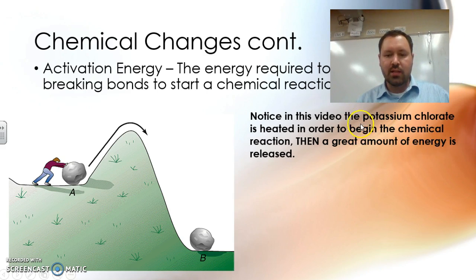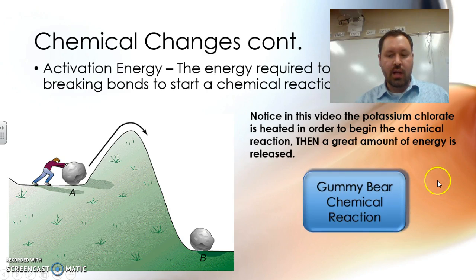Notice in this video, potassium chlorate is heated in order to begin the chemical reaction, then a great amount of energy is released. In this video, there's actually a gummy bear, and the gummy bear is put in the potassium chlorate. If you just stick the gummy bear in the potassium chlorate, not a whole lot happens. You actually have to heat up the potassium chlorate a lot. So you have to add some energy, and then you get a lot of energy in return. Most of that energy is the chemical energy that's stored up in the gummy bear. So it's the gummy bear chemical reaction.